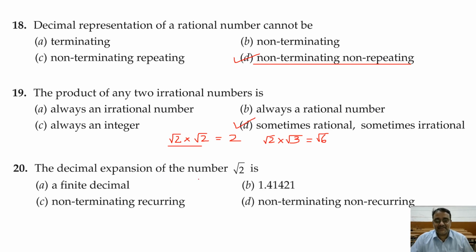The decimal expansion of the number root 2 is dash. A finite decimal, 1.41421, non-terminating recurring, recurring means repeating, non-terminating non-recurring, non-terminating non-repeating. Option B, sir. Option D, right? Because root 2 is an irrational number. Why? Because it has non-terminating, non-repeating decimal expansion. So the correct option is option D.